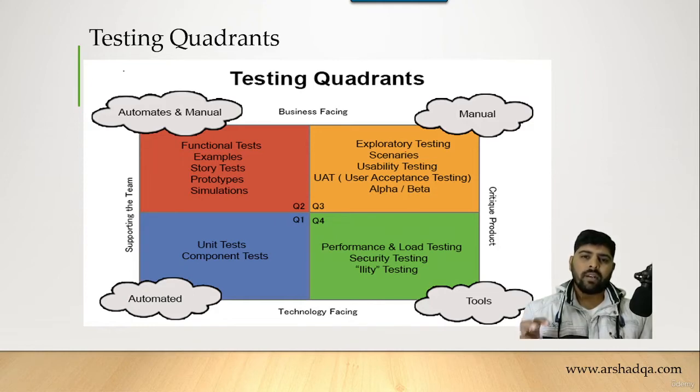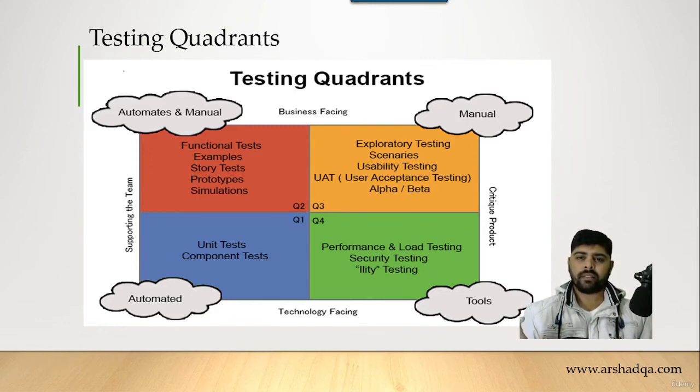In quadrant 2, we have functional tests, story tests, prototypes, and simulations. In this quadrant, both manual and automation testing are used. With Cypress, we only deal in this quadrant. We only work on this quadrant by using Cypress UI level tests. These are business facing tests.